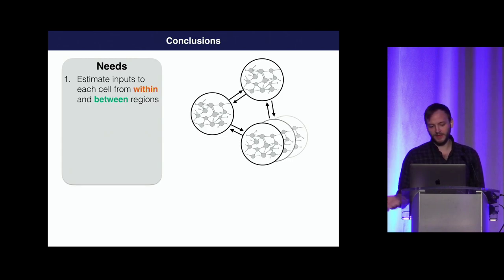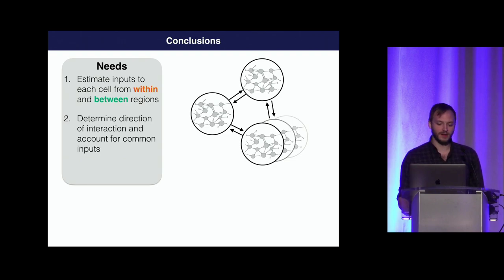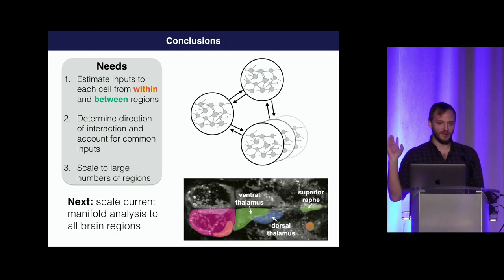So from this RNN, we can get these types of current inputs reliably. We can know the direction of these interactions. And of course, we can scale this to as many neurons or brain regions as we want. I just showed a simple example of three brain regions for the sake of time. We're scaling this up to whole-brain recordings with tens of regions, and then we're going to begin to look more deeply at these principles.